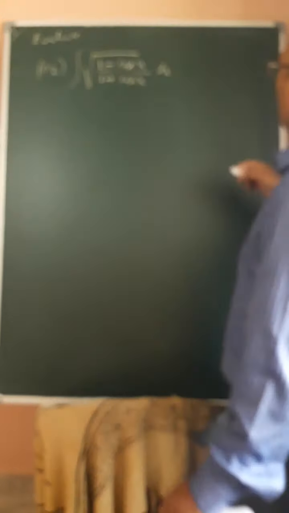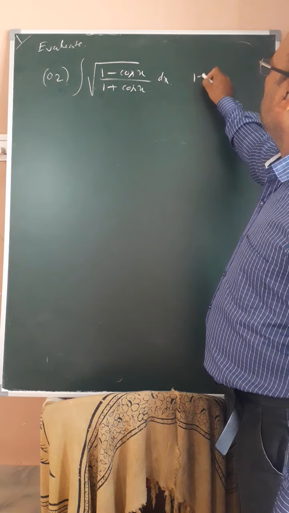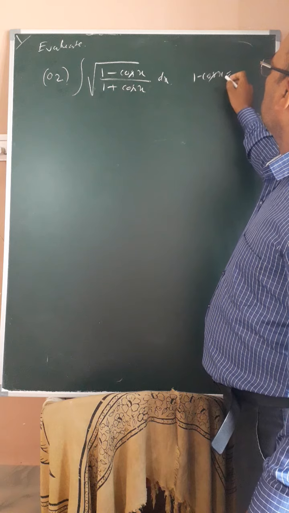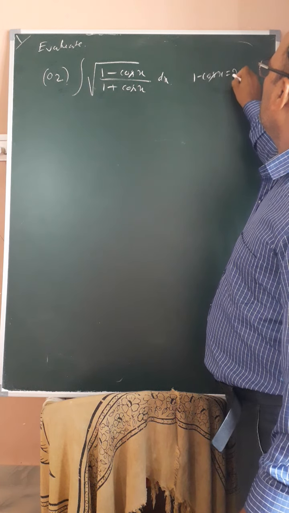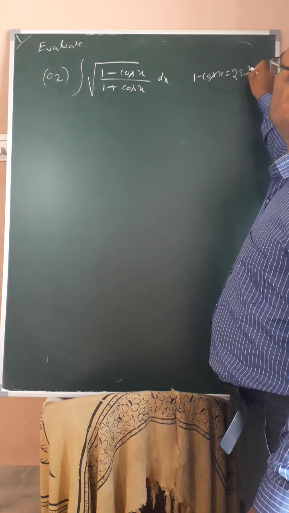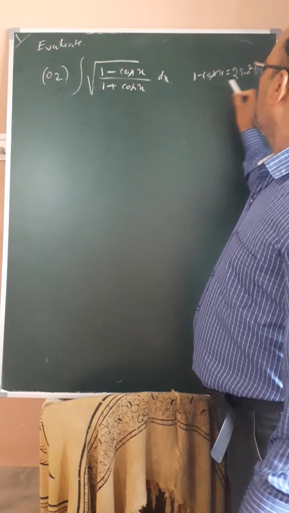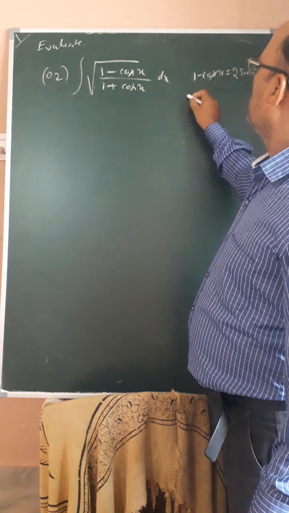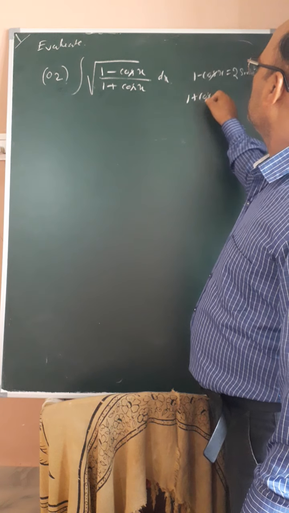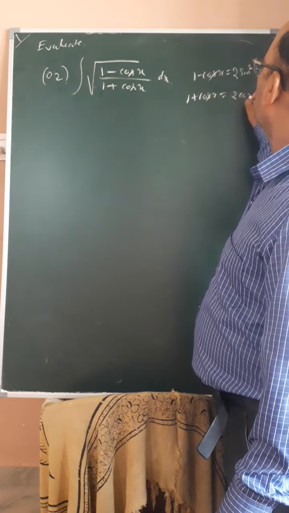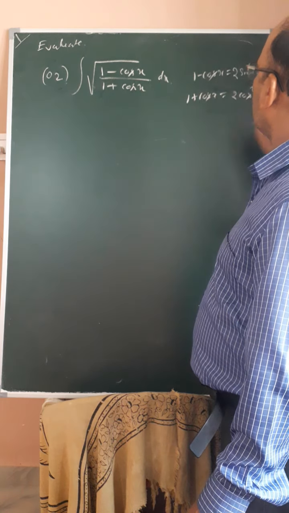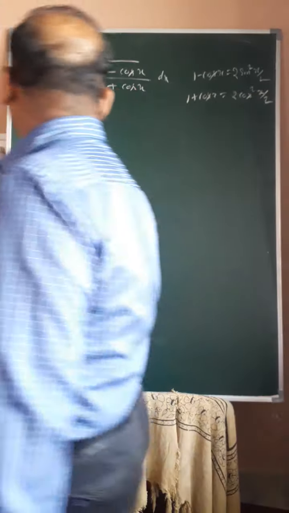Now you should know some trigonometric formulas, as already taught in previous classes. 1 minus cos x is 2 sin square x by 2. Similarly, 1 plus cos x is 2 cos square x by 2. Substitute them in the integral, numerator and denominator.